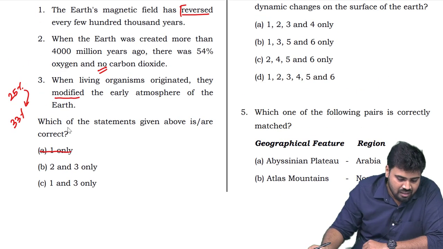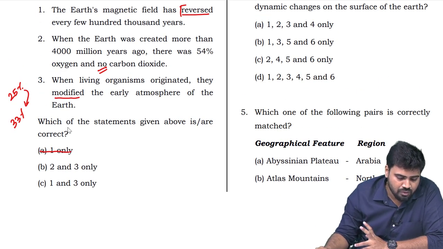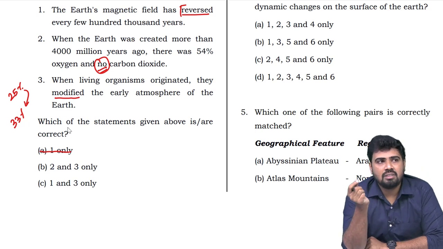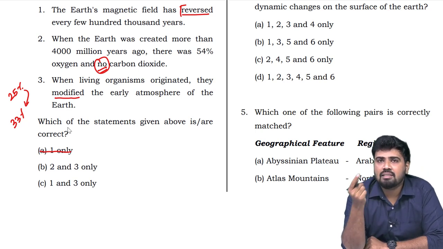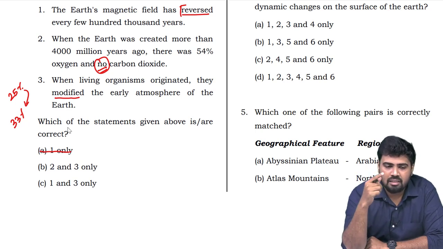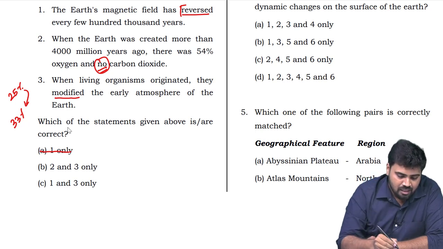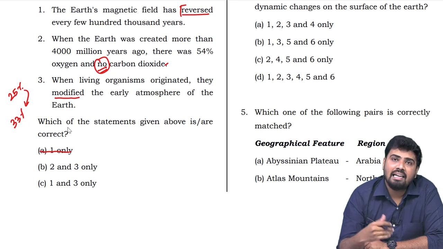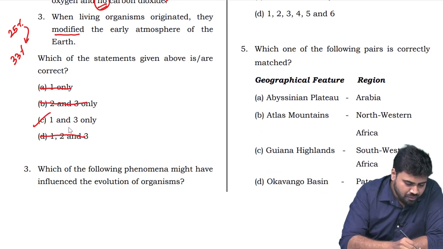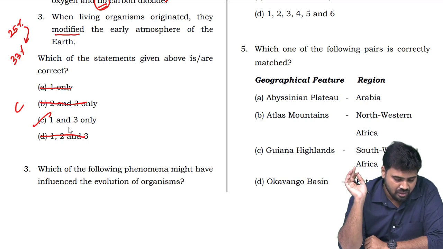Second, when the earth was created more than 4000 million years ago, there was 54% oxygen and no carbon dioxide. See, again, this is an extreme statement. I am not saying that an extreme statement is definitely wrong, but if there is any extreme statement, we have to rethink and revisit that statement. Actually, the early atmosphere had more carbon dioxide, and later oxygen evolved. So the second statement is definitely wrong, and we can eliminate it. We are left with just one option, option C.